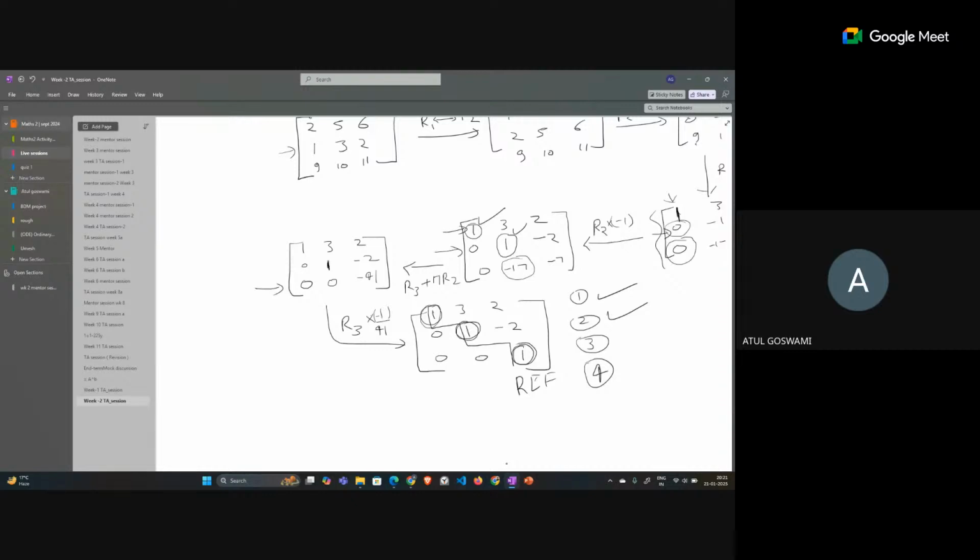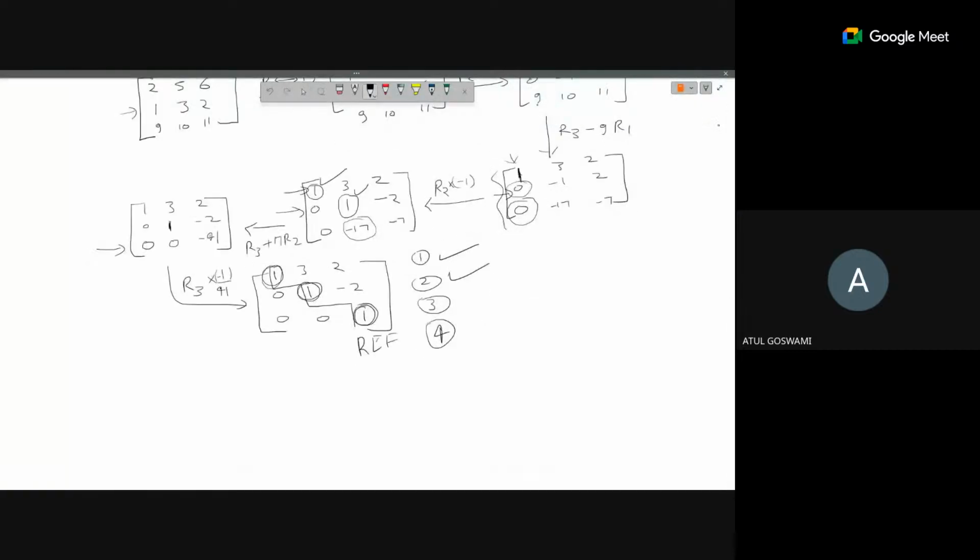So we are checking these conditions for row echelon form. Yes, these are satisfied. Sir, can you please repeat the second rule? The second rule is just this: the leading entry should be to the right of the previous leading entry. Okay, this is the second rule. That is for the second row or the third row, right? Yes. So this is the row echelon form.